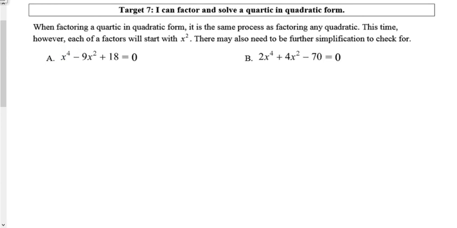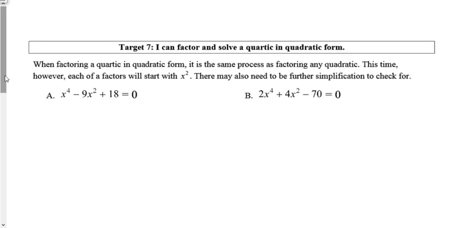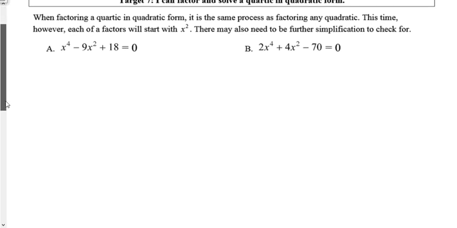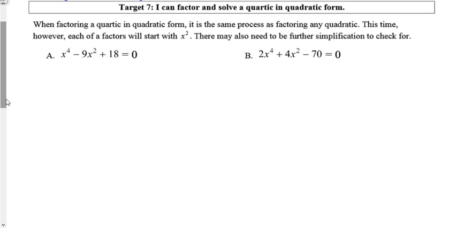So it says when factoring a quartic in quadratic form, it is the same process as factoring any quadratic. This time, however, each of the factors will start with an x squared. And what they mean by that is at the very end, when we get down to something that looks like this, instead of having x and x, we're going to have x squared and x squared. That's it. That's the only difference. There may also be further simplification to check for. And we'll talk about that.